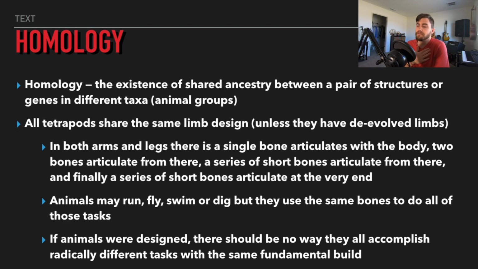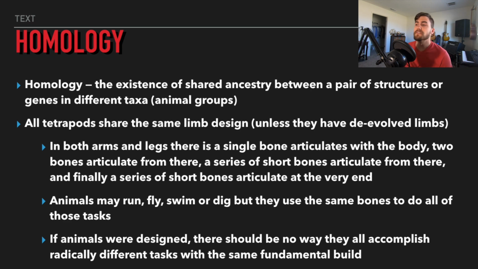Like I have genes in my physiology for mitochondria, right? I have mitochondria. Well, so does a tree, actually. Now, they have chloroplasts and I don't, but we do share the mitochondria and genes associated with that. So we'll stick mostly with physical characteristics. All tetrapods share the same limb design, which we've already looked at, unless they de-evolved limbs like whales and dolphins have, and snakes as well. We've covered that, so I can pretty much just skip over this.